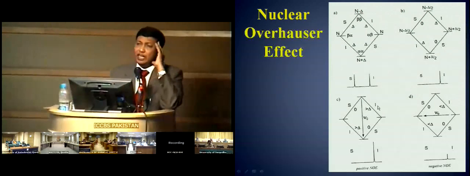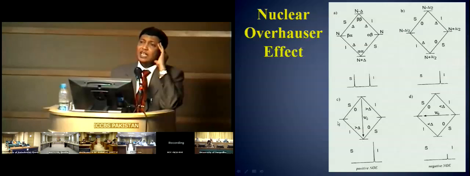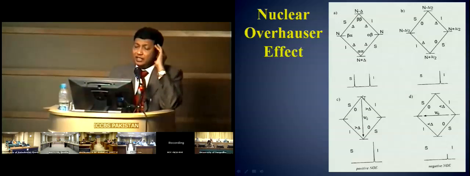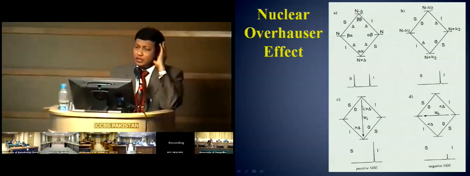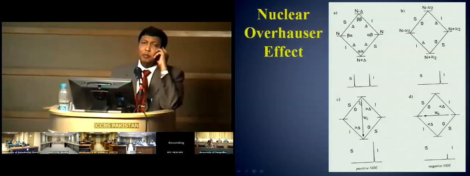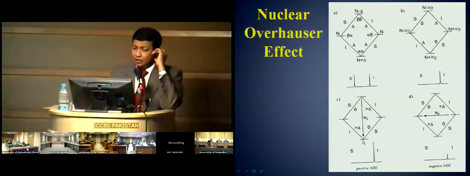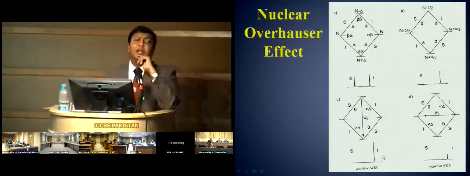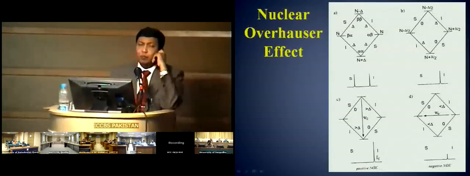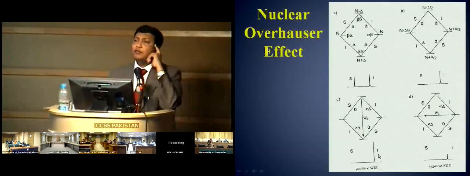The population between I is now greater than delta because the difference between this and this has grown, because there is a direct transfer of population from beta to alpha. This is a forbidden relaxation. As a result of a greater increase in population, you see an enhancement of signal, and this is called positive nuclear Overhauser effect.